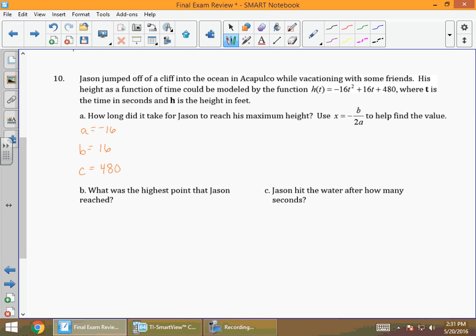So how long did it take? X equals the opposite of B. The opposite of 16 is negative 16, all over 2 times A. This is 2 times negative 16, which is negative 32. Negative 16 divided by negative 32 is 1/2. So how long did it take? It takes 1/2 of a second.